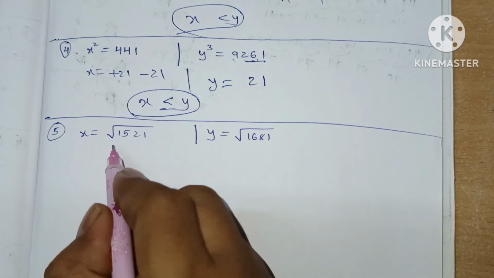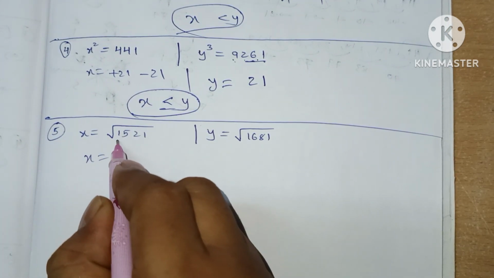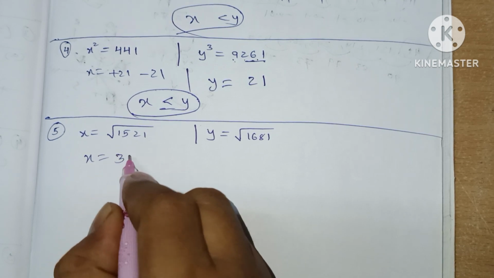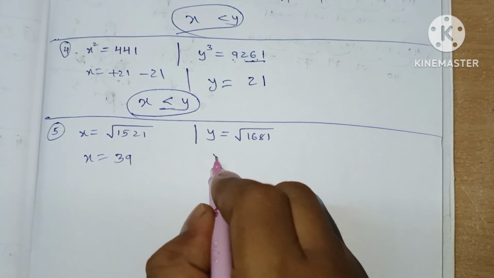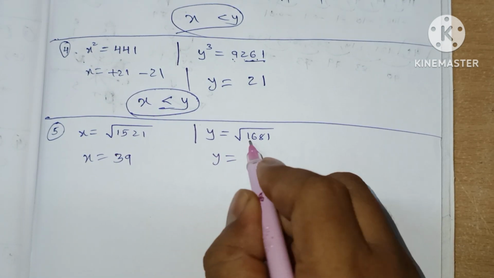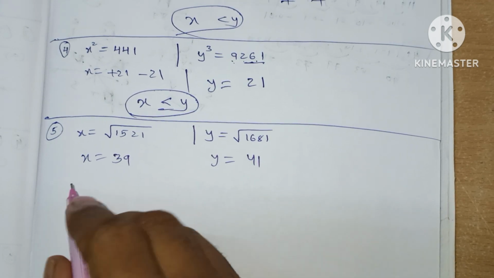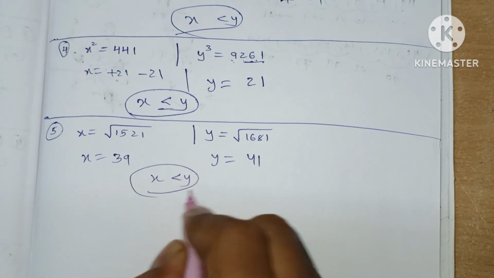Next, fifth question. X value will be square root under 1521 means 39. Y value is 1681. 1681 is nothing but 41. So by comparing these two, x is lesser than y.